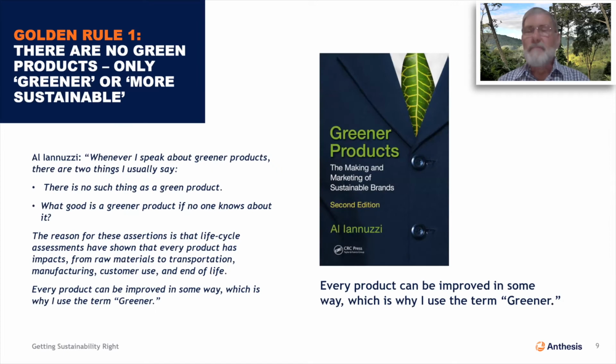Al Iannuzzi used to be a senior director of sustainability at Johnson & Johnson. Now he's vice president of sustainability at Estee Lauder. He's written a couple books, and we had the privilege of writing a chapter in each of his books. His whole perspective is that every product can be improved in some way, and that's why he uses the term greener. Because all products have some kind of impact.